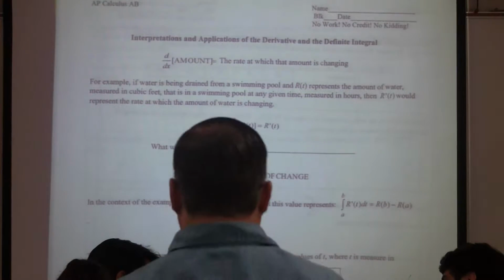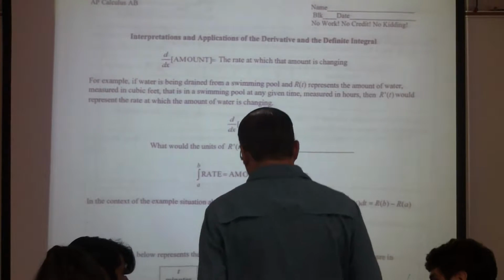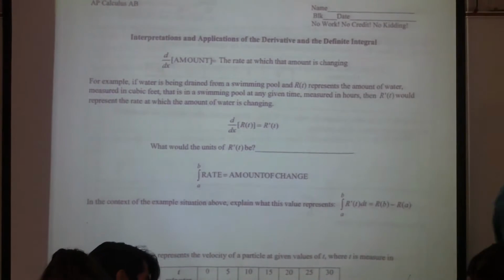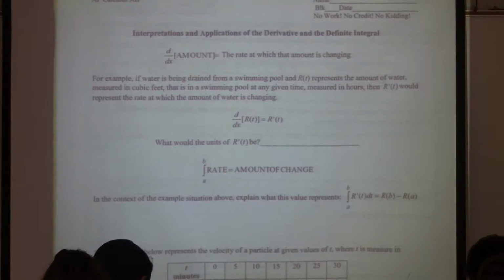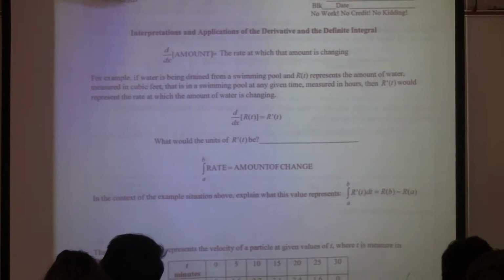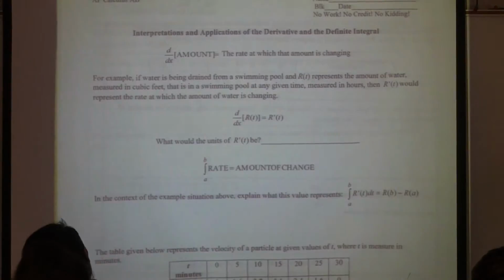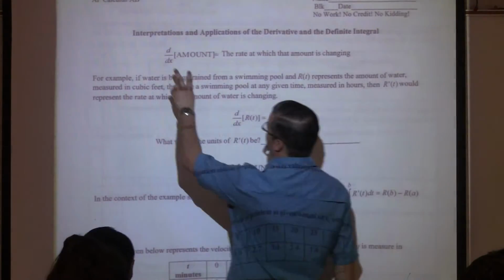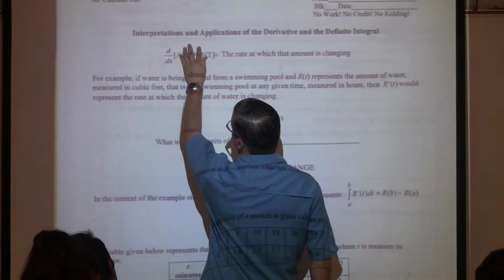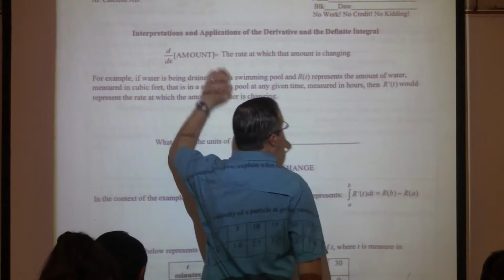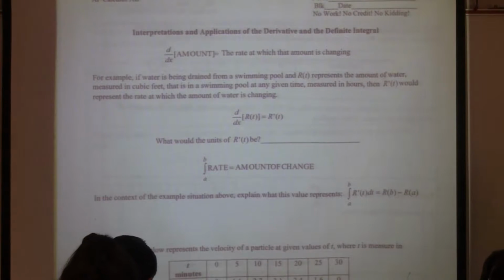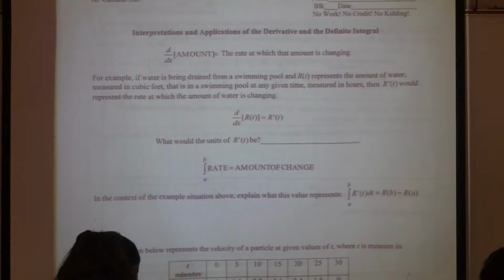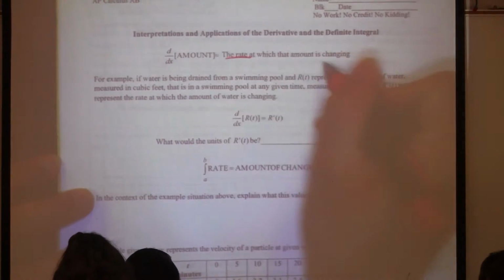Alright, so when we find slope, what's another word for slope? Rate of change, right? The rate at which something is changing. So when we were finding the derivative of something and that something represented some amount, what we were actually finding was the rate at which that amount was what? Was changing, yes?